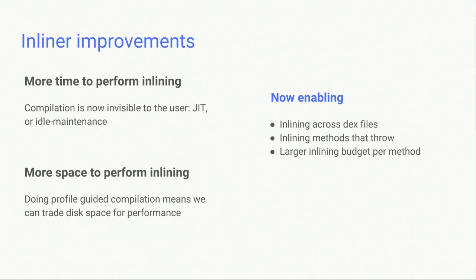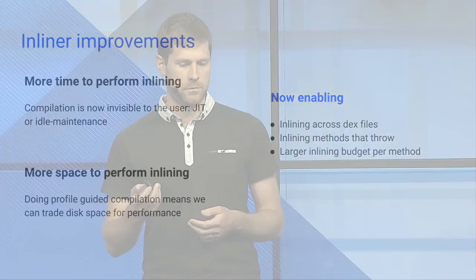And this was probably the easiest optimization we've made, because we already had an inliner in N. But what happened in N is that now we're doing all the compilation in the background, and we only compile important things. So we can avoid the code bloating when we inline. With those two improvements implemented in N, it was a lot easier for us to do a more aggressive inlining for O. So for example, we now inline across DEX files, we inline methods which could end up throwing, and we give a much larger inlining budget, so more methods get inlined.